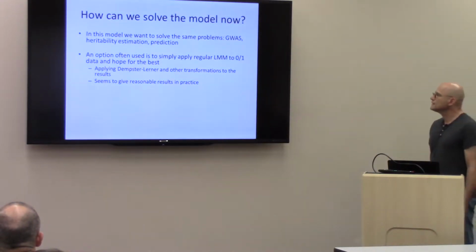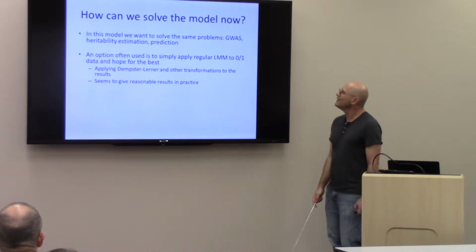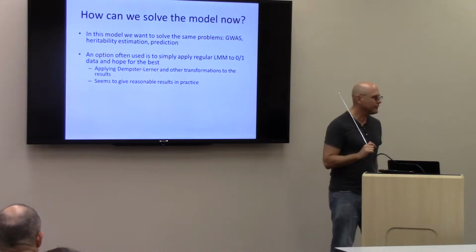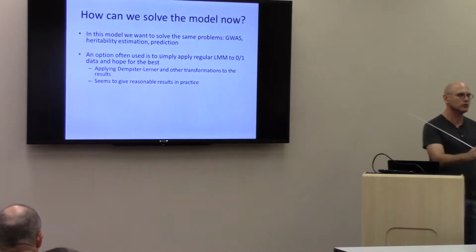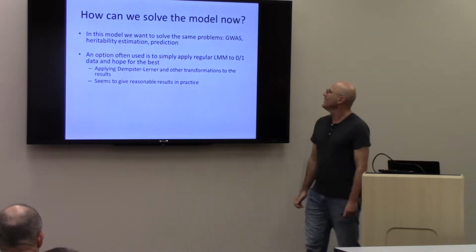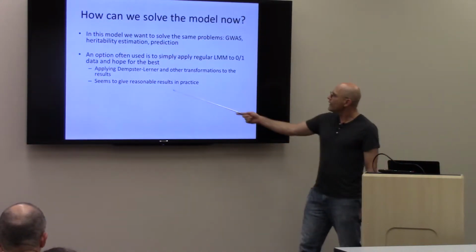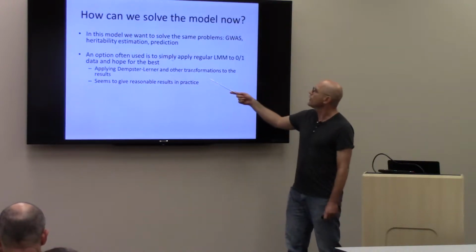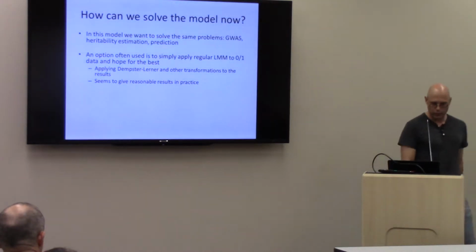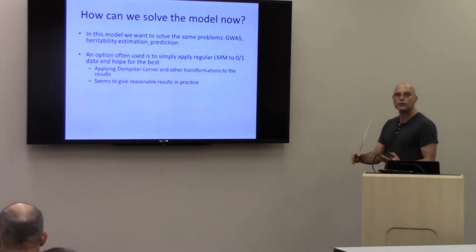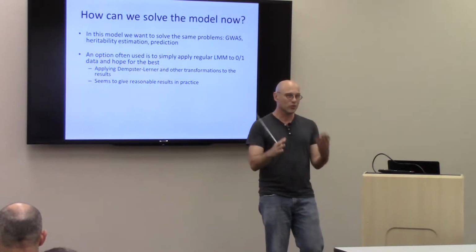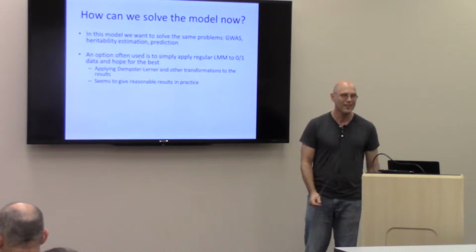And one thing that is often done in practice, that goes back to our initial discussion, is just to take this 0-1 phenotype and apply a regular linear mixed model to it. And do testing with it, do heritability estimation with it, do prediction with it. And then we have some things that we can do after applying the LMM, such as this Dempster-Lerner transformation that I'm not going to go into, that we can apply to the results of just doing an LMM, which assumes normality on the 0-1 data, which is not normal, okay?